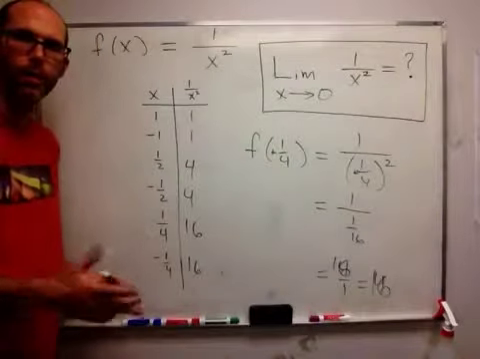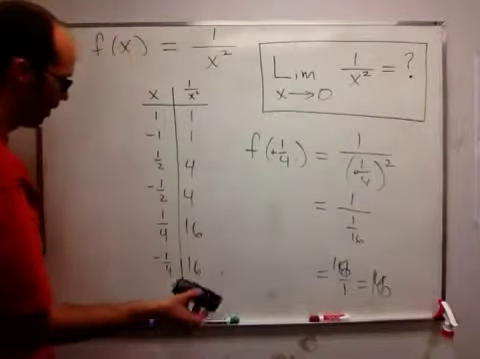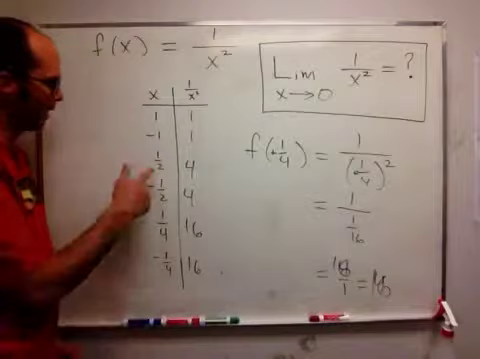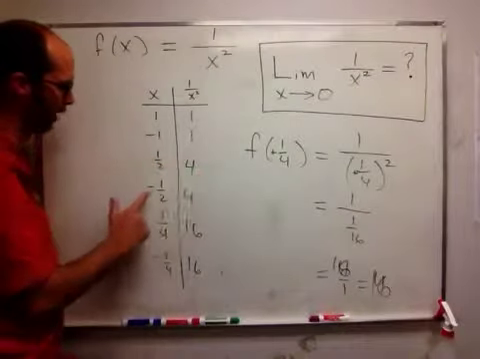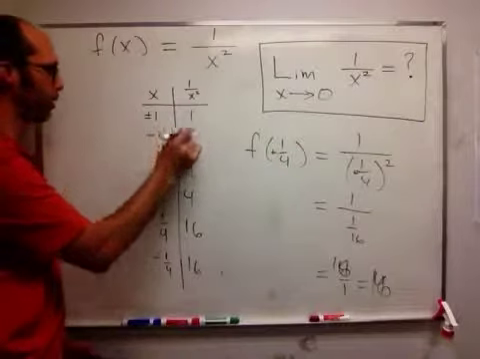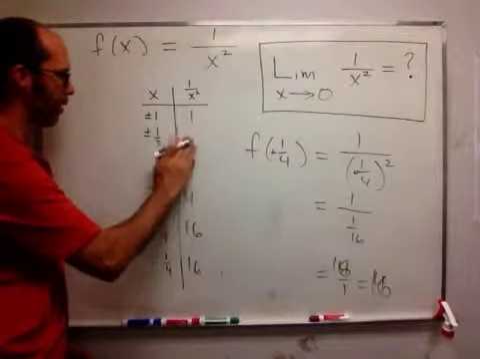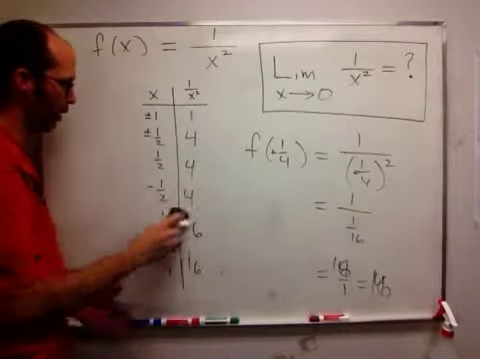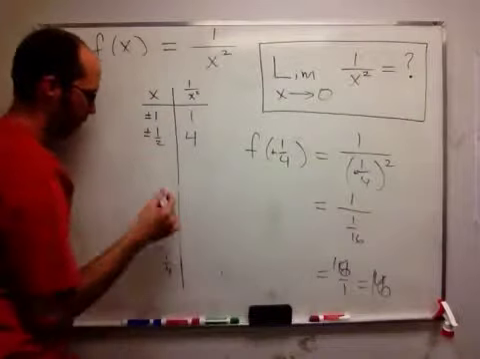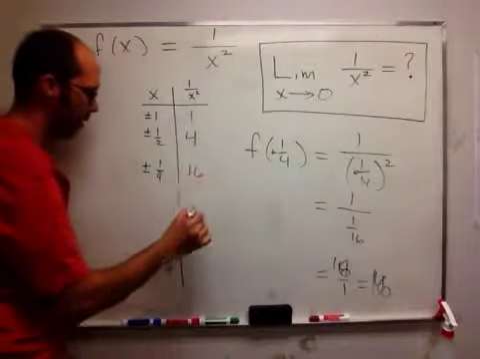Let's just try one more. To give myself a little more room here, notice that 1/2 goes to 4, negative 1/2 goes to 4. So I'm just going to write it like this. Plus or minus 1 goes to 1. Plus or minus 1/2 goes to 4. Plus or minus 1/4 goes to 16.